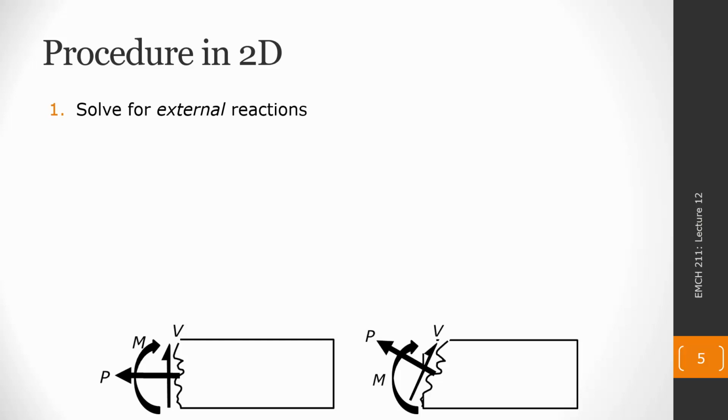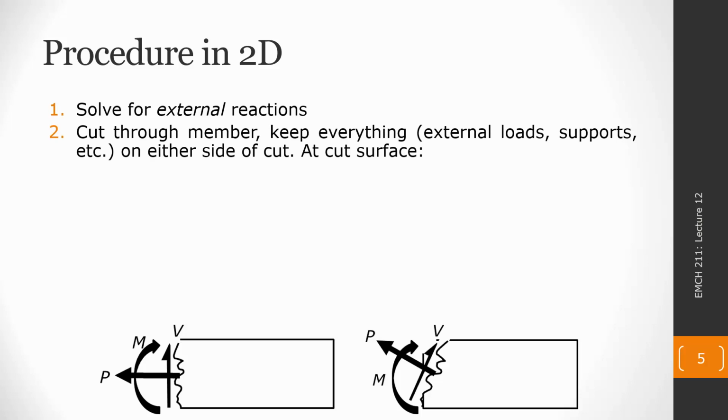Now, the new part is we're going to make this section cut, or this internal cut, through our structure at the point that we're interested in finding the internal loading. So we're going to decide where we want to make that section cut, and then we're going to keep everything on one side of that cut. Usually we want to keep the side of the cut where we just have less going on. It will be less in the equations to write and probably quicker to solve.